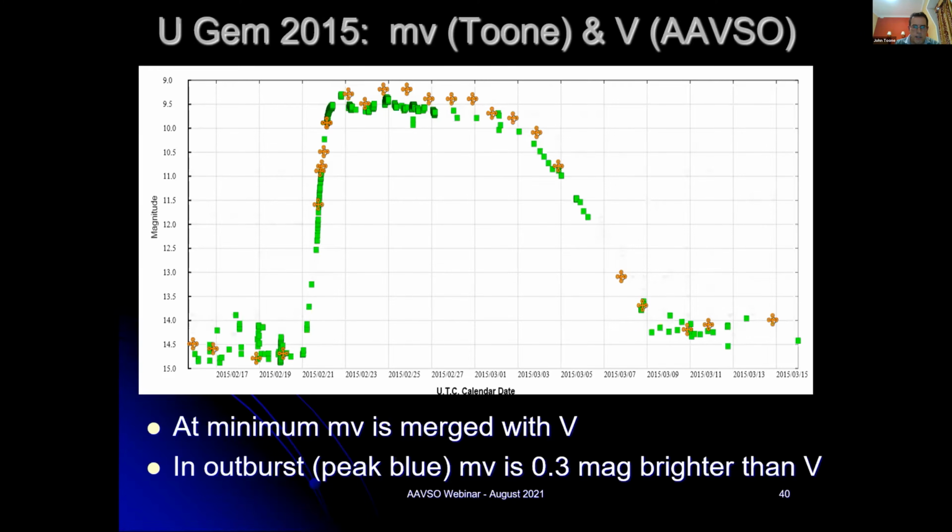And so in this case, it's my visual data compared to V data, and what you get is closely allied data until you get to maximum, and that is simply because the color of the variable when it's in outburst is very blue. And so what you get is it systematically brighter visually, the difference being 0.3 of a magnitude than V at maximum. But when it comes down to minimum or rising or fading, it's closely aligned.